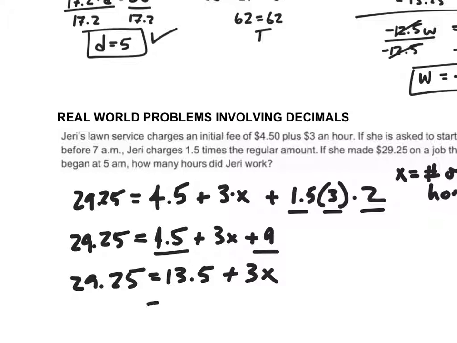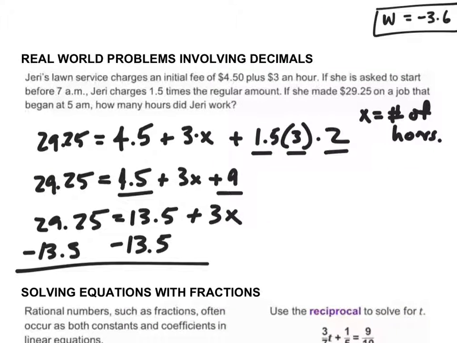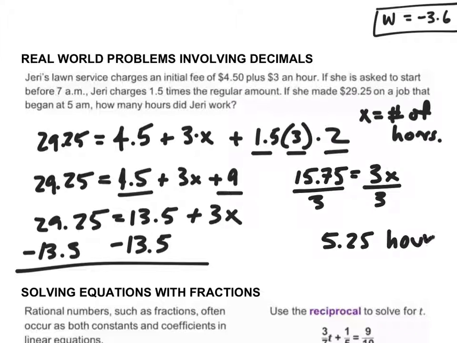Now what I'm going to do is subtract the 13.5 from both sides. So 29.25 minus 13.5 is going to give me a value of 15.75 is equal to 3x. Let's divide both sides by 3. So 15.75 divided by 3 is going to give us 5.25, and this is hours.